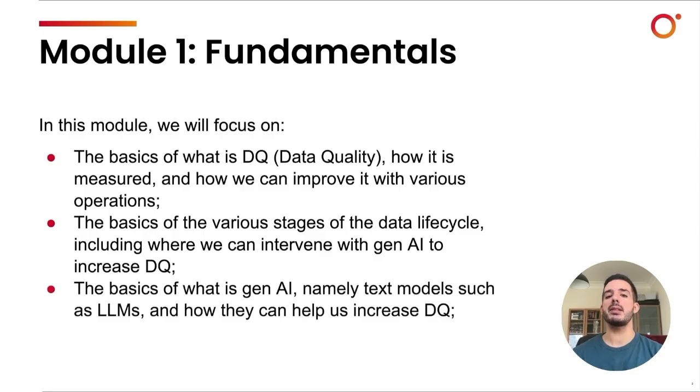Or, for example, the basics of what is generative AI itself, namely text generative models, such as LLMs, such as ChatGPT, for example, that we can use. But in this case, naturally, we recommend open source and not ChatGPT itself, but that family of models, specifically how they can help us increase data quality. That is, how to use text generative AI models to increase data quality.